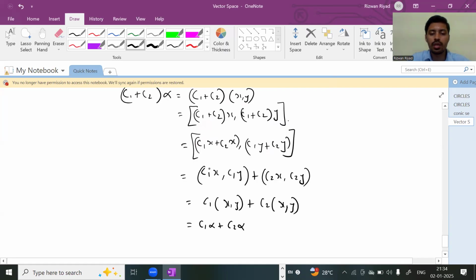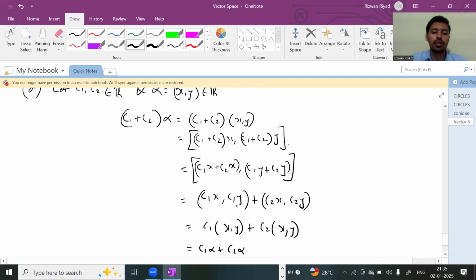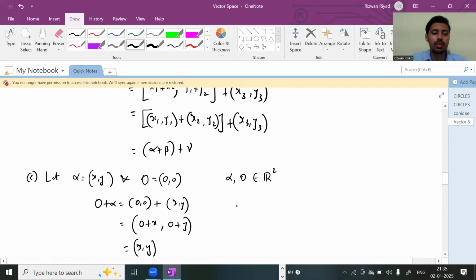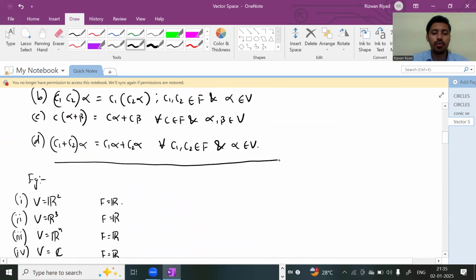From this, you can take C1 outside. So this becomes C1 into (x, y), plus from this take C2 outside, so C2 into (x, y). That means C1 into (x, y) is C1 alpha and C2 into (x, y), here also alpha. So C1 alpha plus C2 alpha. That means (C1 plus C2) of alpha is C1 alpha plus C2 alpha. That means the last property is also satisfied here, the last property of vector space we found just now. So all the axioms of vector space are satisfied in example number 1. That's why this is a vector space.